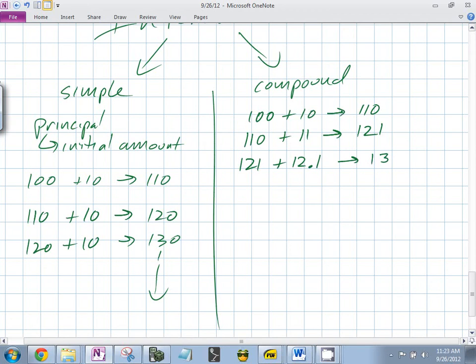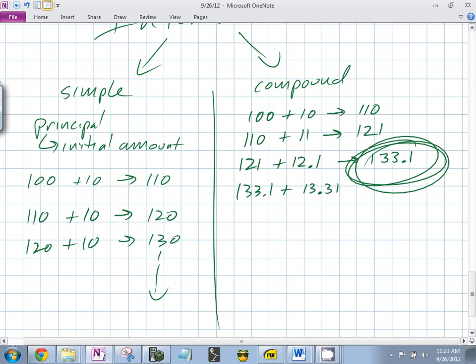You start out with 133.1. What do you add in? 13.31. It's 10% of this. Oh, and then how much at the end of that year? 146.41. We're doing addition. So anyway, you do interest on, here's a good word for you, accrued gained interest.